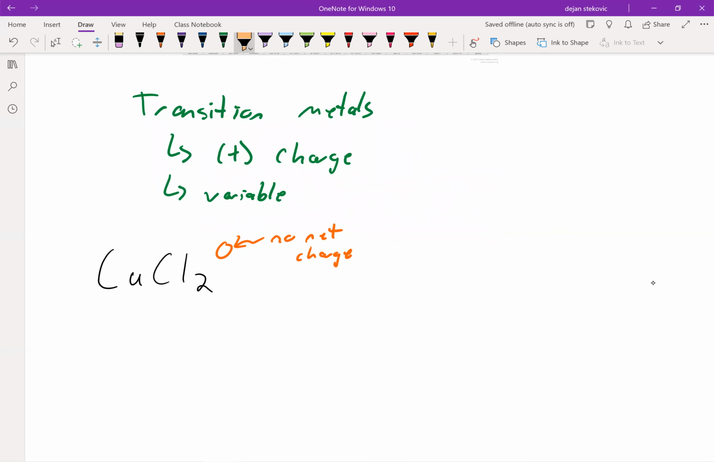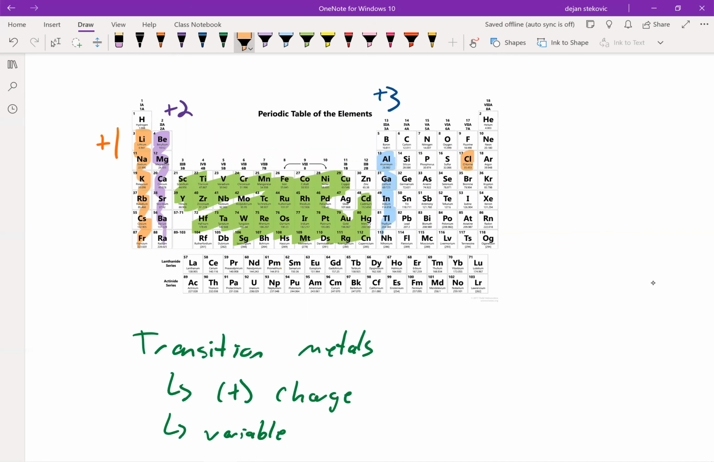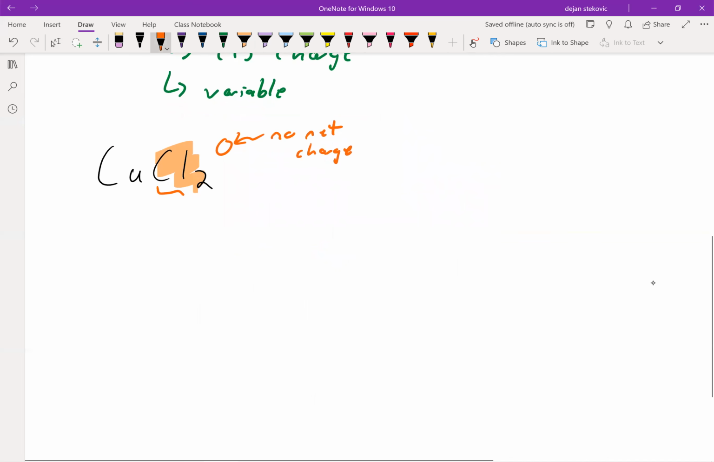And then if we think about chlorine, if we find that on our periodic table, that's a halogen. And we know that halogens prefer to have a -1 charge. So this chlorine is indeed going to be -1. And then there's 2 of them for a total charge of -2. And then if we think about what the copper has to be, in order for it to be totally neutral, this has to be a copper 2+.